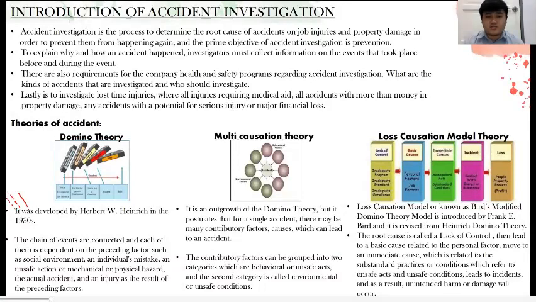The second is multi-causation theory. It is an outgrowth of domino theory, but a single accident has many contributing factors that can lead to the accident. The last one is the loss causation model theory. The loss causation model is known as the Bird modified domino theory model, because the root cause, lack of control, leads to the basic accident. So there are many factors to be prevented for the accident.